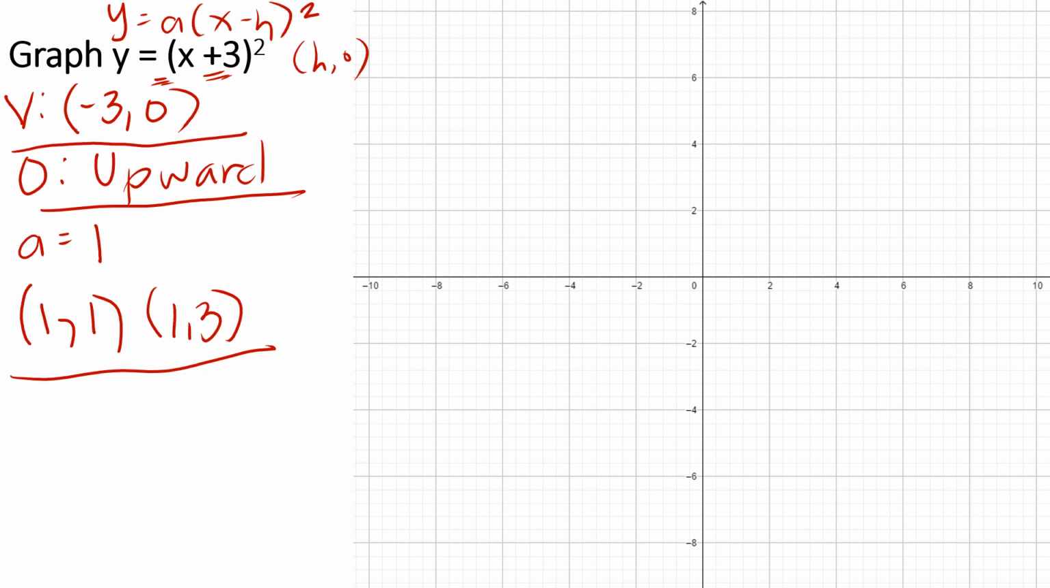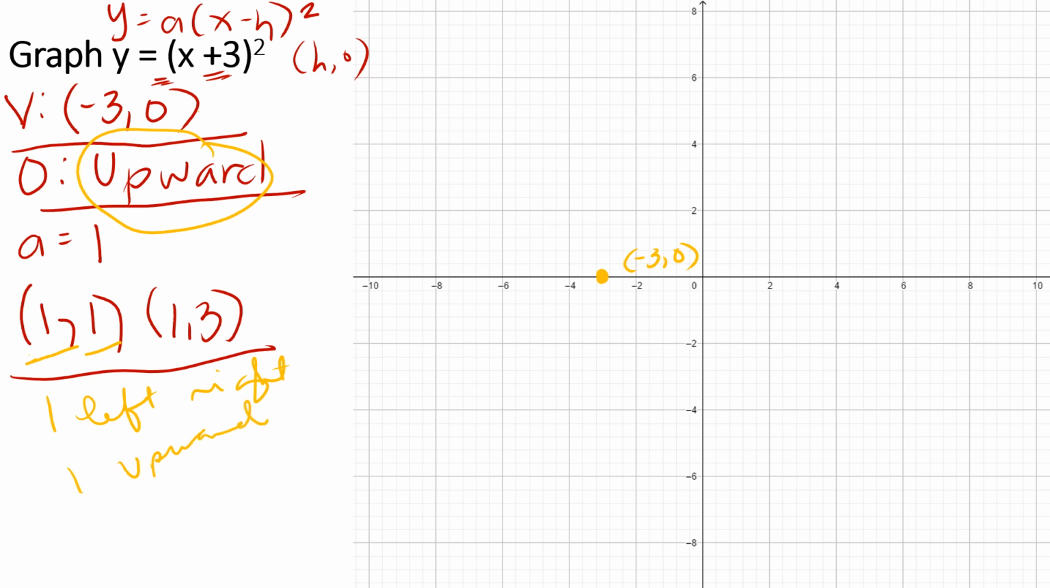Negative 3, 0 along x-axis to. So, ito ang ating negative 3, 0. Tapos, pattern tayo. 1 unit upward and 1 unit left and right. 1 left and right. Tapos 1 unit upward.